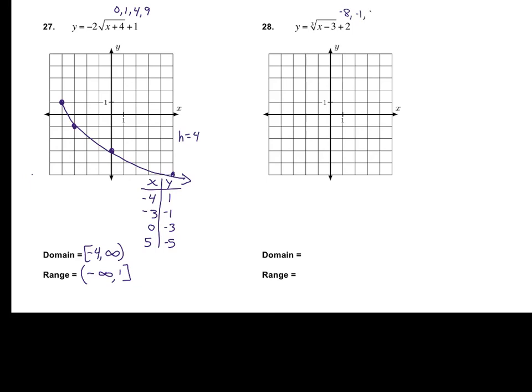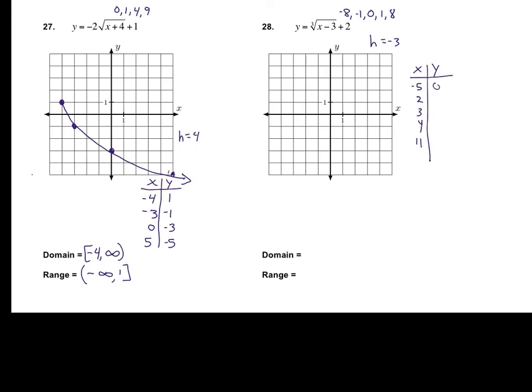To the last one, again, we're going to use negative 8, negative 1, 0, 1, and 8. We want this under here to be those numbers so we can take the perfect cube. It's going to shift it to the right 3. It's going to shift it up 2. So now negative 5 minus 3 is negative 8. 2 minus 3 is negative 1. 3 minus 3 is 0. 4 minus 3 is 1. And 11 minus 3 is positive 8.